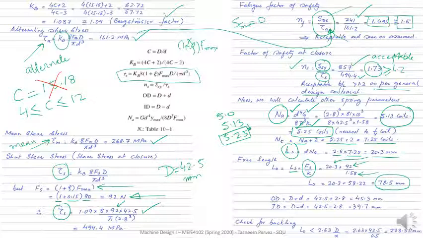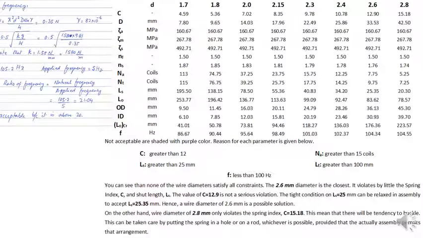What is my outer diameter? D plus d is 45.3 and ID is 39.7 millimeter. I need to check for buckling, so I need to calculate this value. I know the D, I know the alpha. You can see what the critical length is. This critical length is greater than L0. L0 is 78.5. So will the spring buckle? The answer is no. The spring does not buckle.